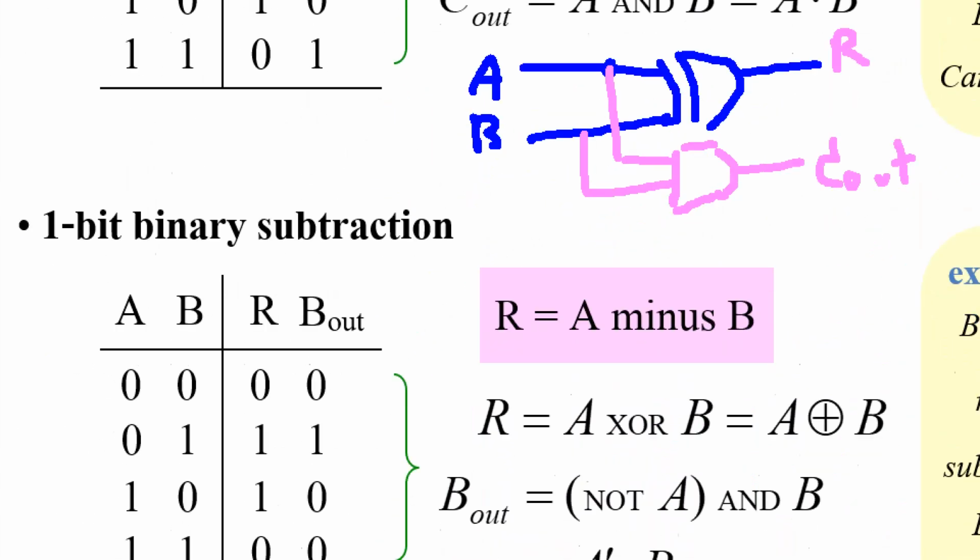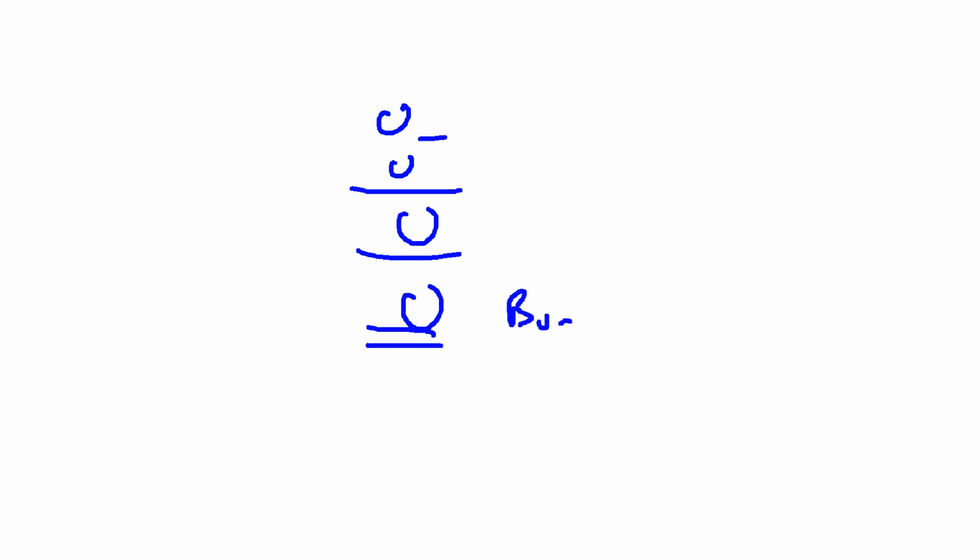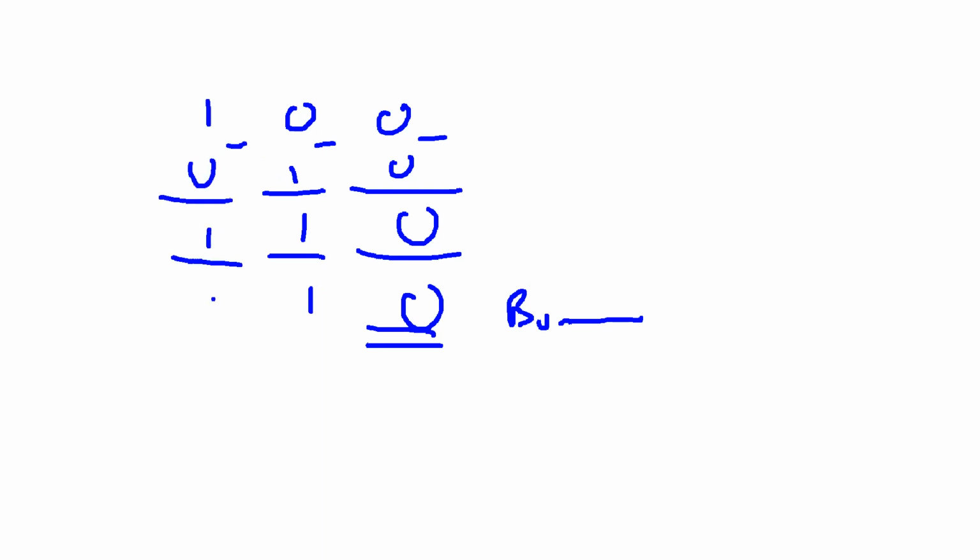How about subtraction? For example, if you want to subtract 0 minus 0, it is 0, right? No borrow, right? This one is borrow. No borrow out. 0 minus 1, yes, it must borrow, right? Then it becomes 1 and borrow, right? 1 minus 0 is 1, no borrow out. 1 minus 1 is 0, no borrow out. Okay? The borrow has only one case, right?